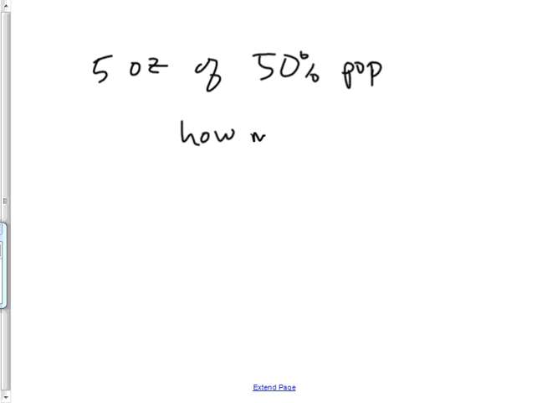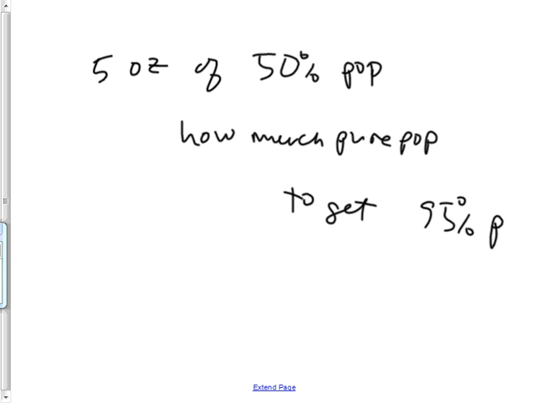If I have 5 ounces of 50% pop, how much pure pop should I add to get 95% pop? Because by then, once it gets to 95% pop, it's going to taste perfectly good again.